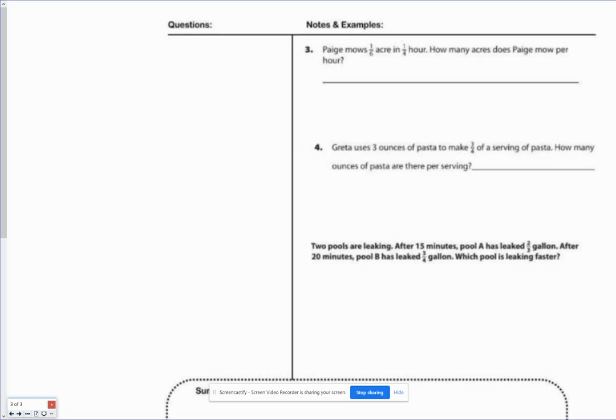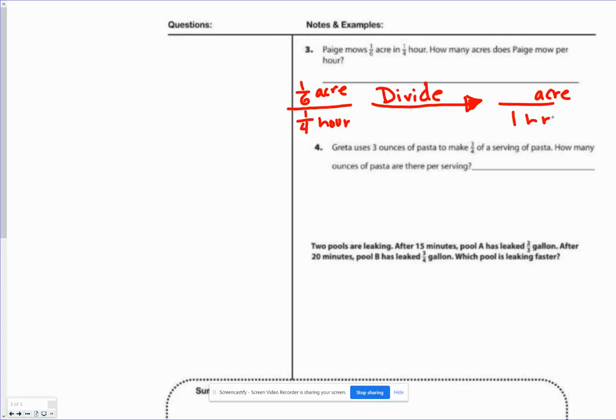So let's go write that down, kind of like we wrote the last one. So we're going to go from a rate to a unit rate. So right now we know that she's mowing 1/6 of an acre per 1/4 hour. Well, that doesn't have a 1 on the bottom. So we have to convert it over to be a unit rate by doing what? By dividing. Well, let's write our labels because they are very important. How many acres per 1 hour?